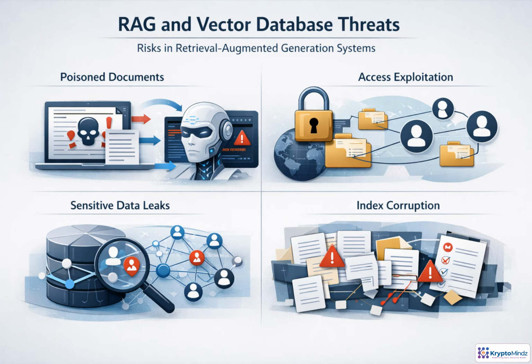RAG changes the threat model because the model is no longer answering from its parameters alone. It is answering from whatever the retrieval pipeline brings into context. That makes every stage security relevant: source documents, ingestion, chunking, embeddings, the vector index, retrieval filters, and prompt assembly. A poisoned document can become an instruction. A weak tenant filter can become a data breach. Even embeddings can reveal sensitive relationships without exposing raw files. And if the index is stale, duplicated, or poorly chunked, the answer may be wrong, non-compliant, or manipulated with confidence.